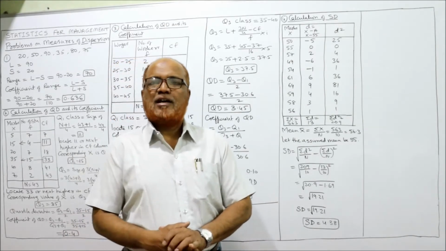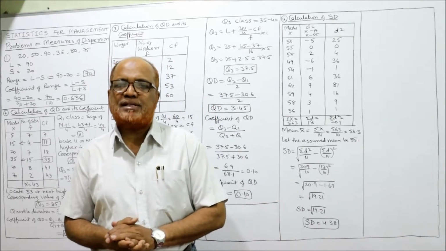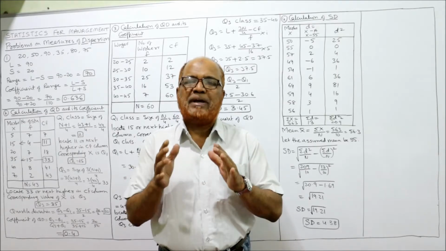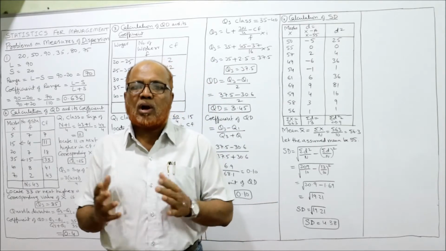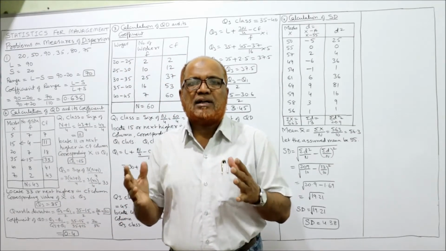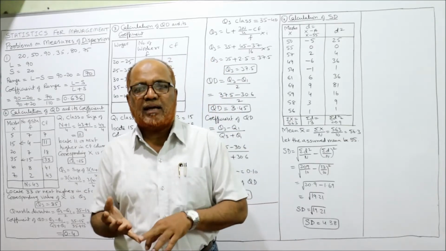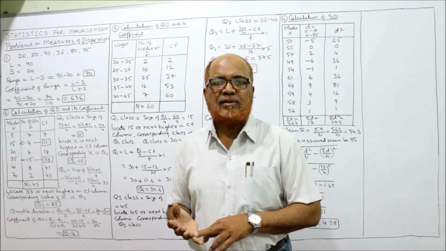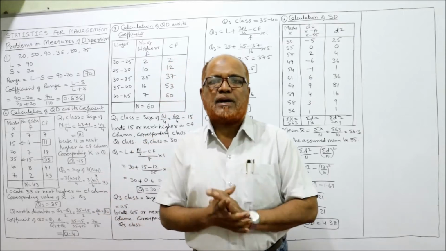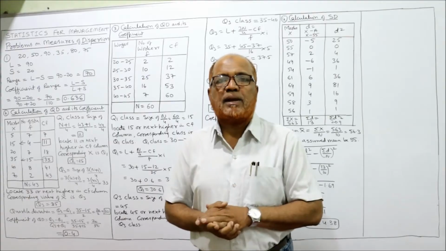I'm Hasham. Now I'm going to start the problems on measures of dispersion. In the last video I completely explained the meaning of the term measure of dispersion, what the objectives are, why we calculate it, and the different techniques of calculating it, like range, quartile deviation, mean deviation, standard deviation, and coefficient of variance. All these things I explained in the last video. The problems are based on that explanation.